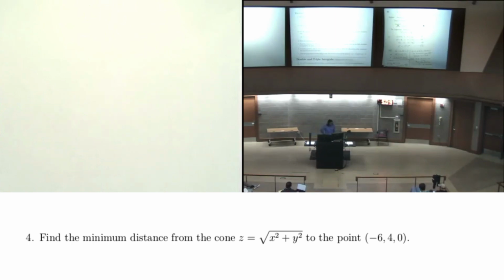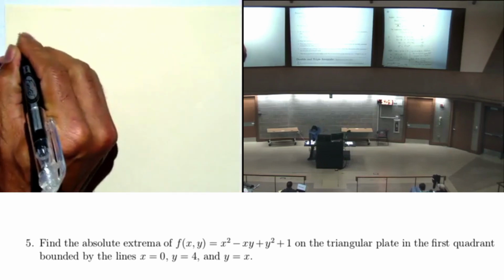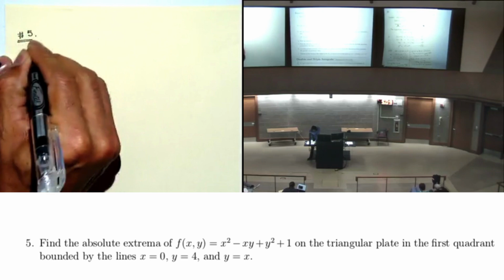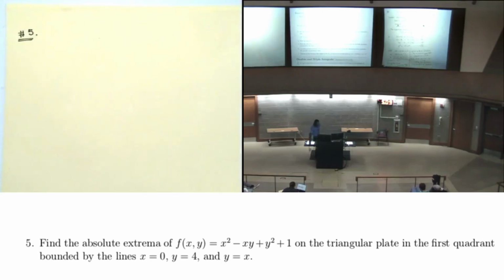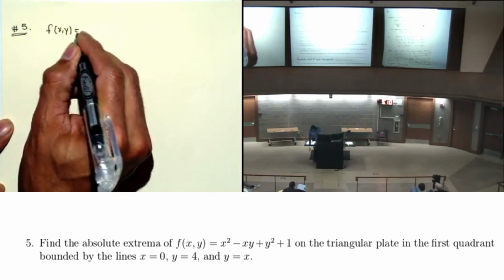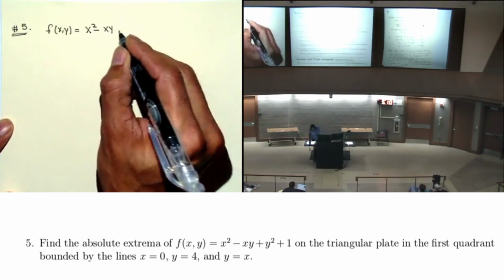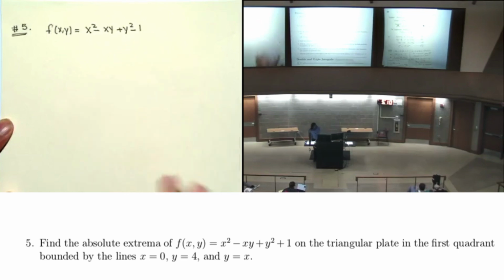Okay, so let's see, find the absolute maximum. Yeah, let's do this one, number 5 too, because then I will do 5 and 6 and let Brennan do the double integral. Number 5. So find the absolute extrema, meaning maxima or minima, of this function. x squared minus xy plus y squared minus 1.